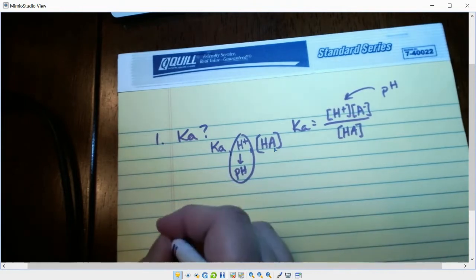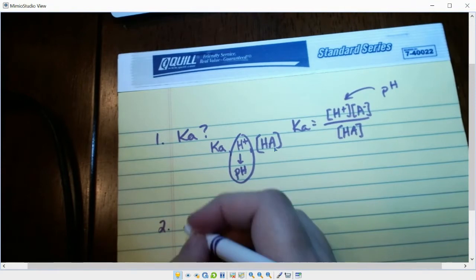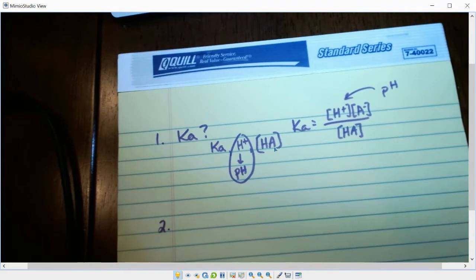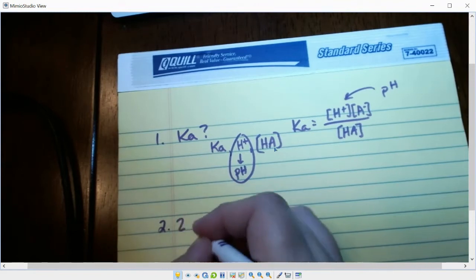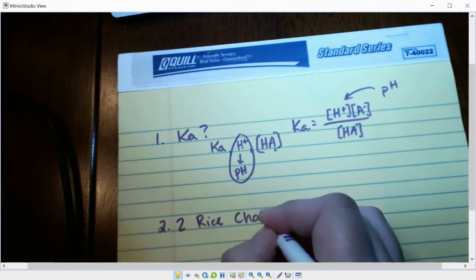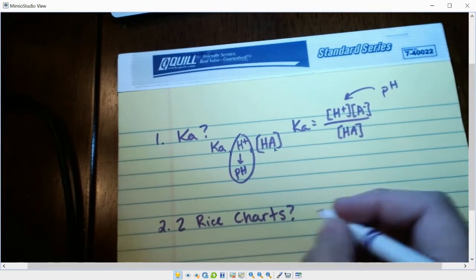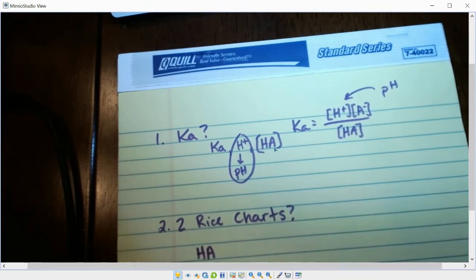And then the second question she sent me in her email had to do with question number 4 in here. And I think it's the fact that there were 2 RICE charts. Like, what's the purpose of the 2 RICE charts? And the purpose of the 2 RICE charts, you have to recognize that there's a couple things going on here. So question 4 is the one that says benzoic acid is a weak acid. I'm just going to call that HA. And it has a Ka of 6.4 times 10 to the negative 5.